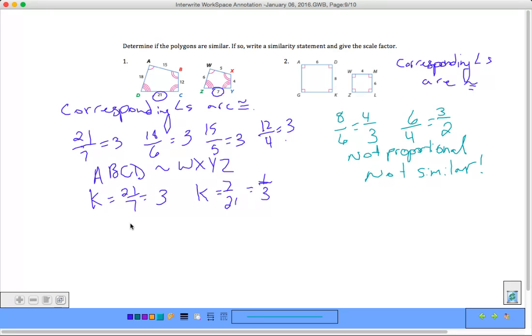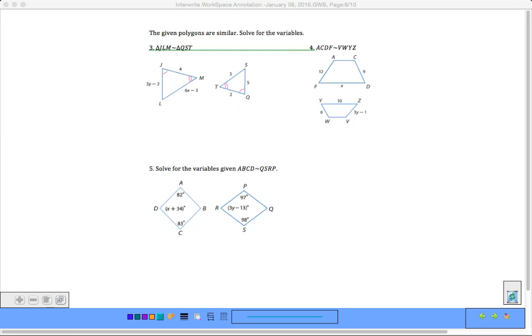All right. The next example. Okay, it says the given polygons are similar, solve for each variable.